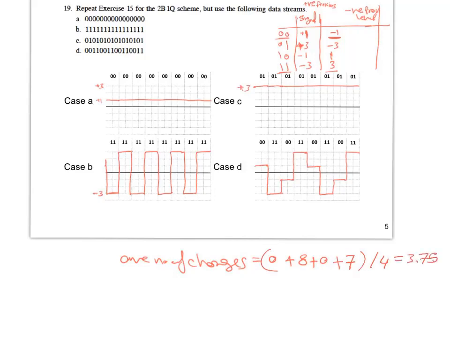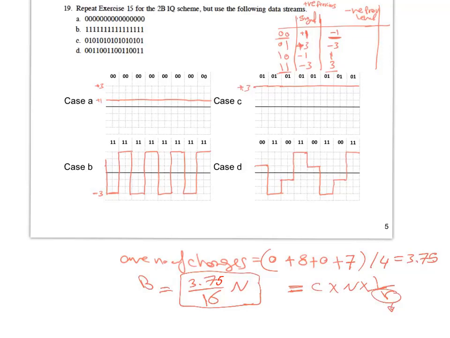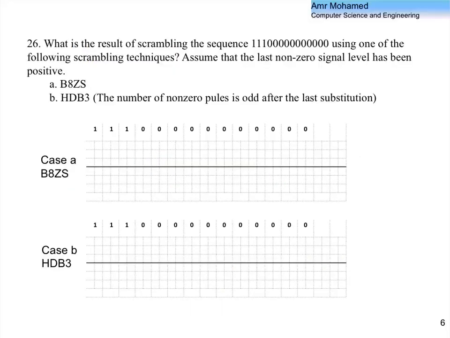3.75, and then the bandwidth equals 3.75 over 16 times n. And if we calculate this, remember that this is equal to C times n times 1 over r, where r here is 2. So this makes C equal to 3.75 over 8, which is again in the range between 0 and 1.